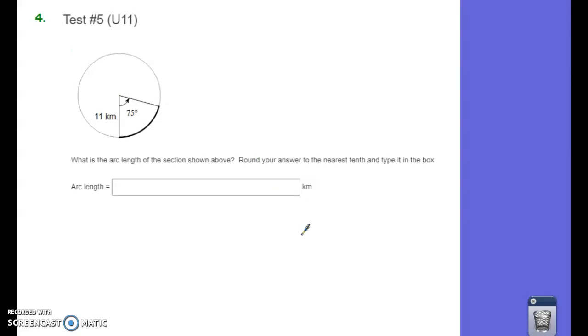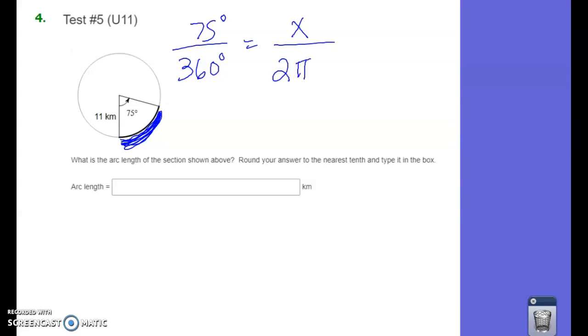Number 4, what's the arc length? Okay, so they're asking for this measure, and it's actually not in degrees. It's going to be length, so it's going to be part of the circumference. So 75 is part of the entire circle degrees, which is 360. And part of the circumference is, we don't know, we're trying to find it, out of the entire circumference, which is 2 pi r. In this case, r is 11. So then we just take out our calculator and we cross multiply. We do 75 times 2 times pi times 11 equals 360x, and then we divide both sides by 360.